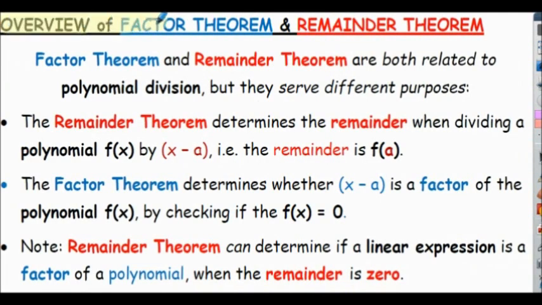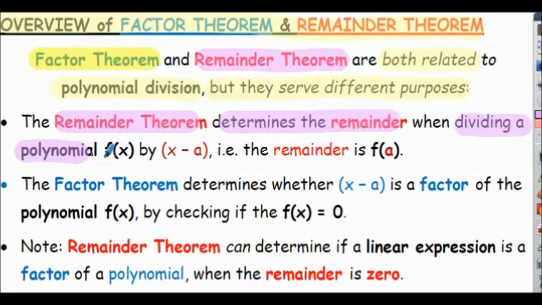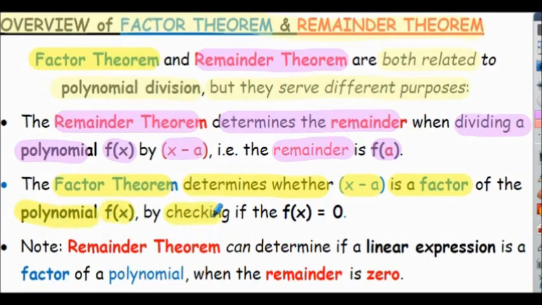Here's an overview of factor theorem and remainder theorem. Factor theorem and remainder theorem are both related to polynomial division, but they serve different purposes. Remainder theorem determines the remainder when dividing a polynomial, function of x, by a linear expression, x minus a. We will show that the remainder in this case is a function of a. Factor theorem determines whether the linear expression x minus a is a factor of the polynomial, function of x, by checking if the function of a equals 0.